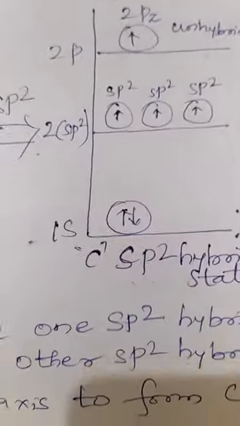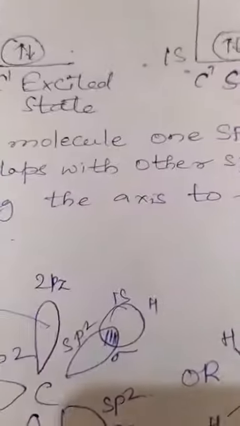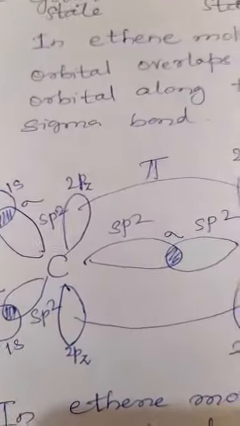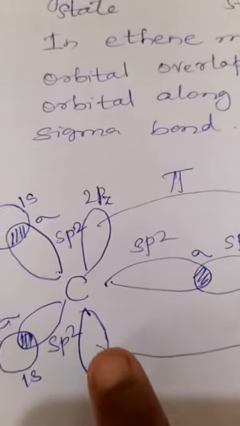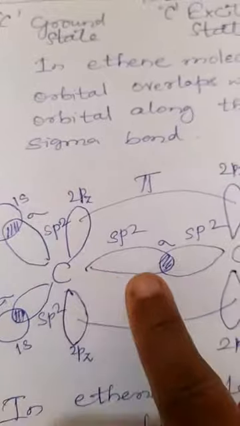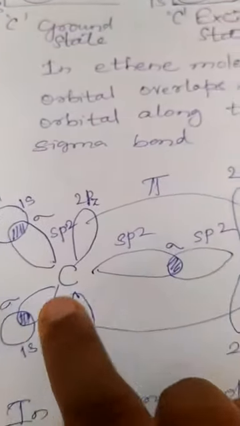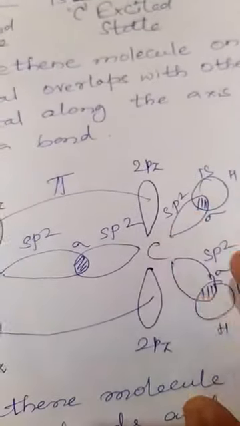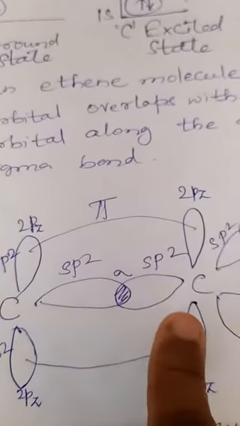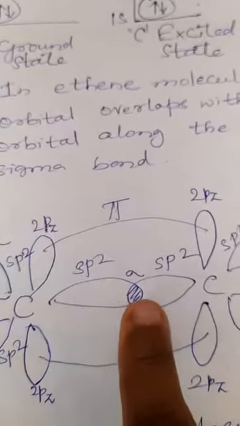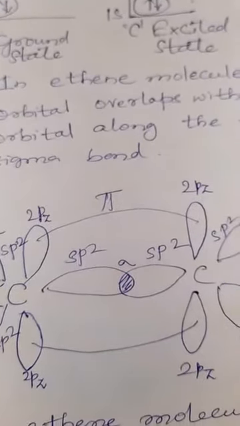Now this is to be considered for the 2 carbon atoms of the ethene molecule. Each carbon atom has 3 sp2 hybrid orbitals. If you take this carbon atom, it has 1, 2 and 3 sp2 hybrid orbitals. Similarly, this carbon also has 1, 2 and 3 sp2 hybrid orbitals. The sp2 hybrid orbitals of both the carbon atoms overlap along the axis to form a sigma bond.